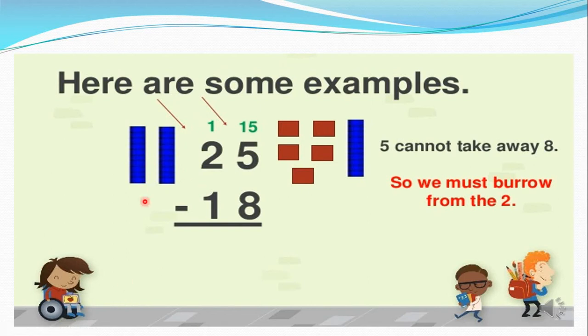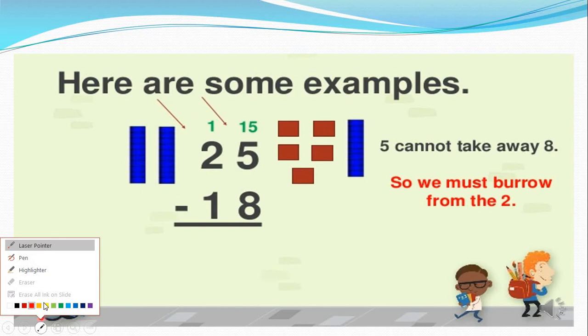Here are some examples. The first example is 25 minus 18. First of all we check the ones, and then the tens. In the ones, 5 minus 8. 8 is bigger, a large number, and 5 is a small number, so this is not possible. 5 cannot take away 8. So what we are doing here, students, we must borrow from the 2.